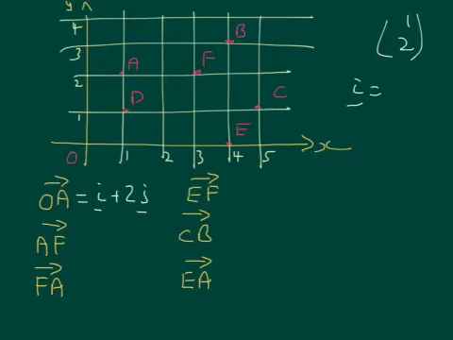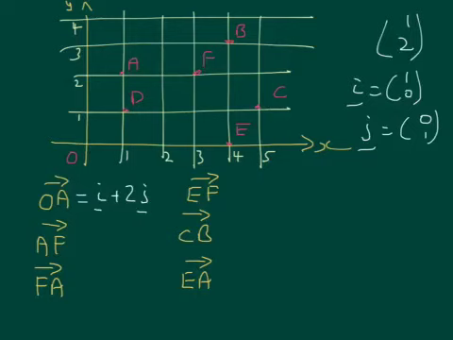i is the unit vector in the x direction. j is the unit vector in the y direction. So i is that vector, and j is this vector. Now this is common accepted notation for what are called unit vectors. Unit vectors means the length is 1. So to go from O to A, we do 1 of those, and we do 2 of those.